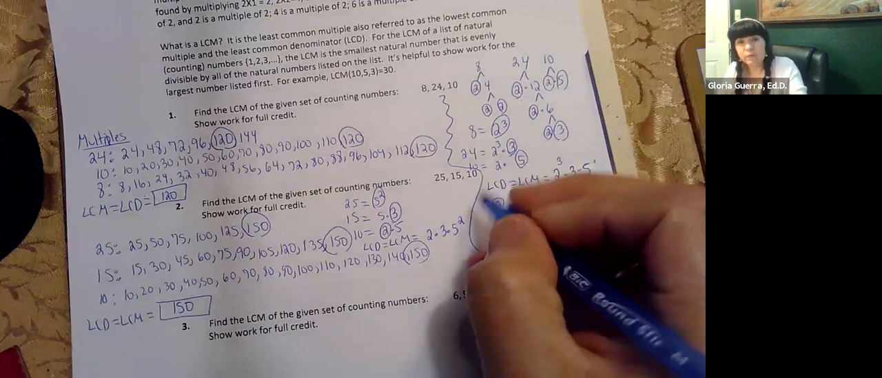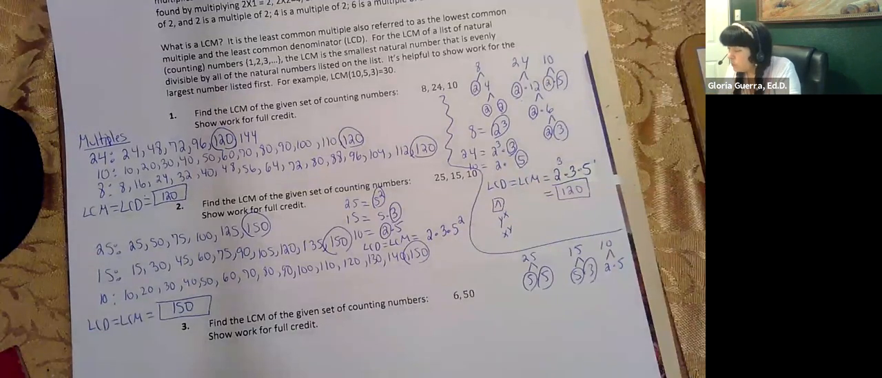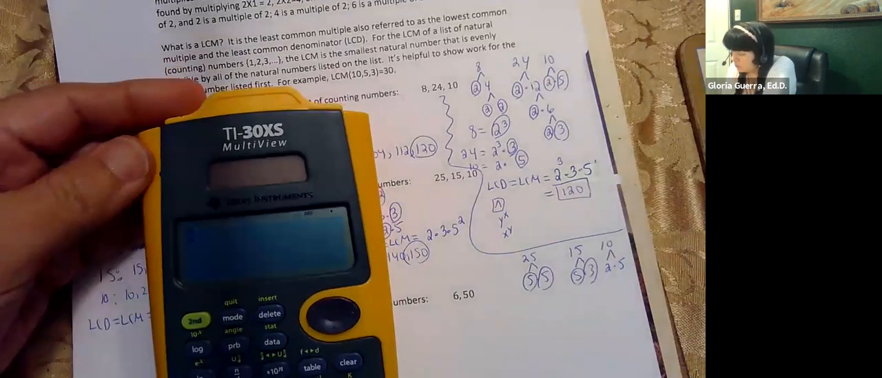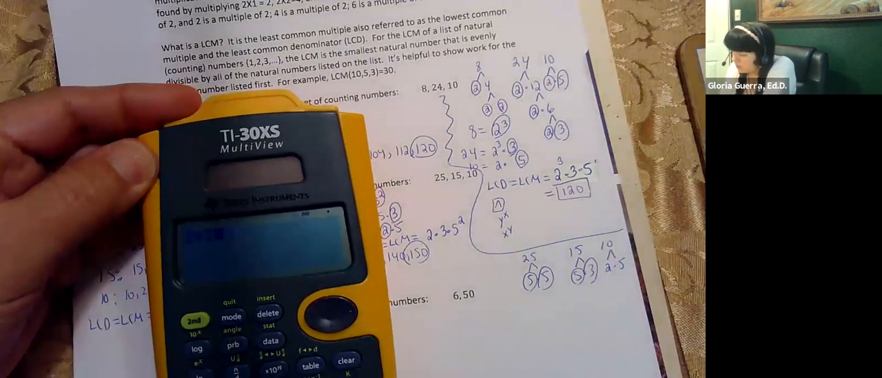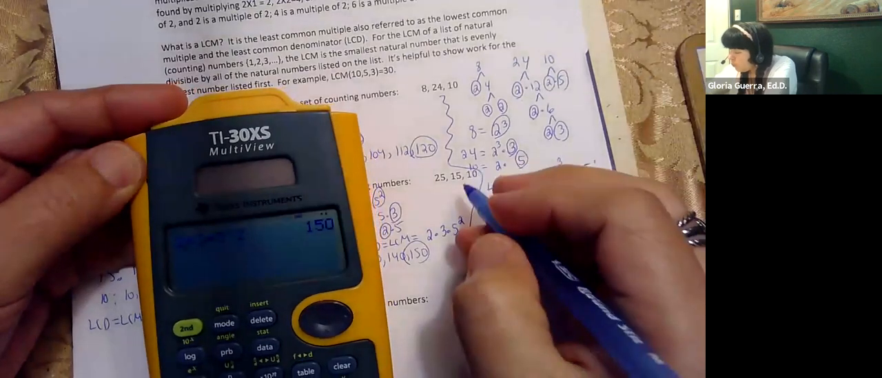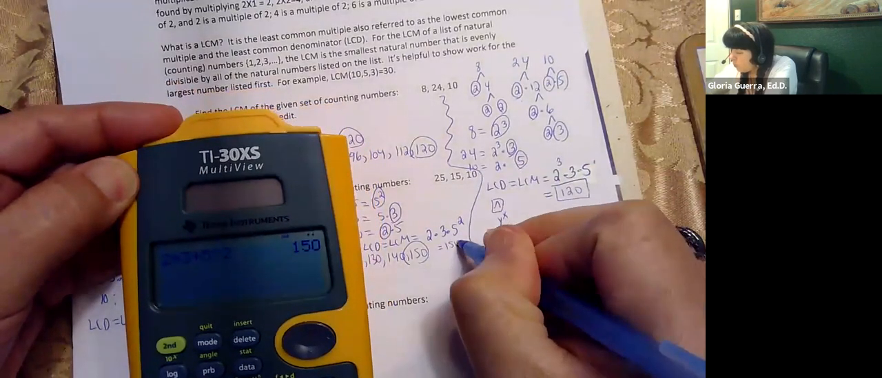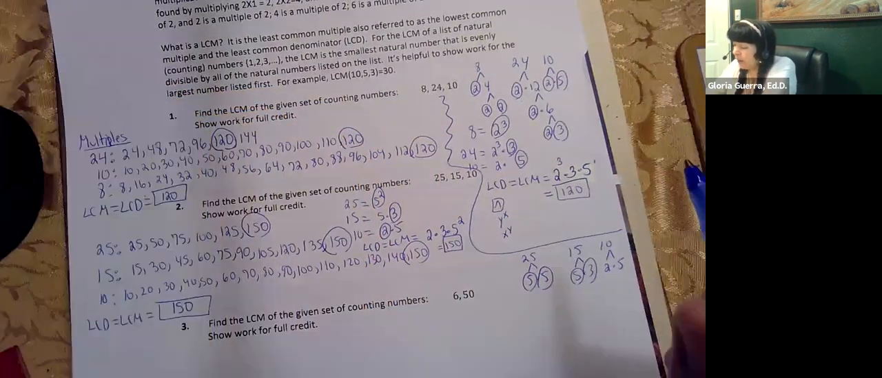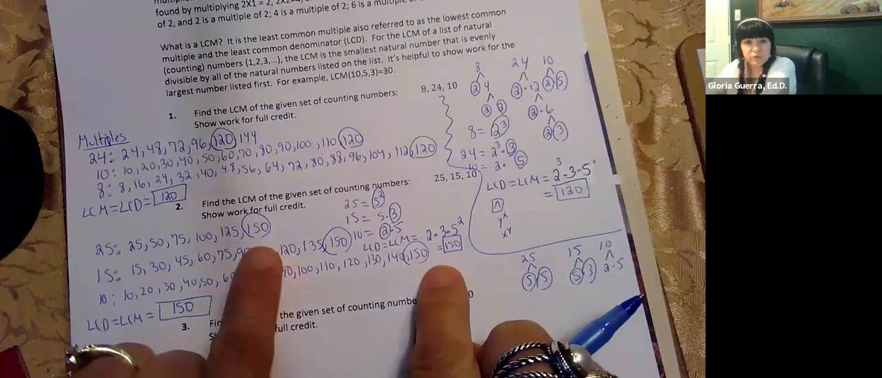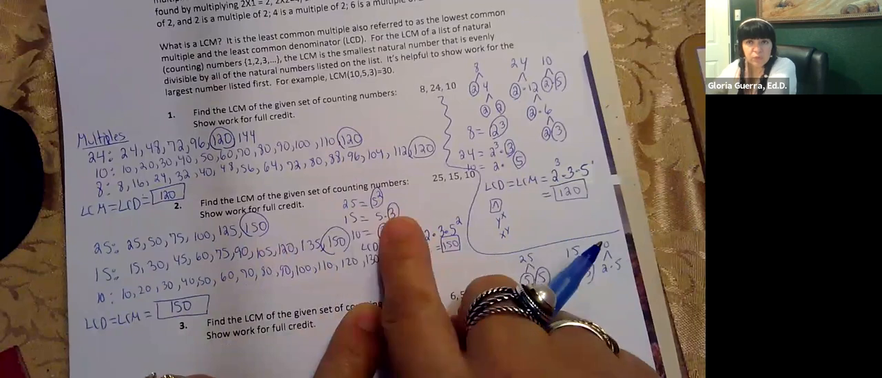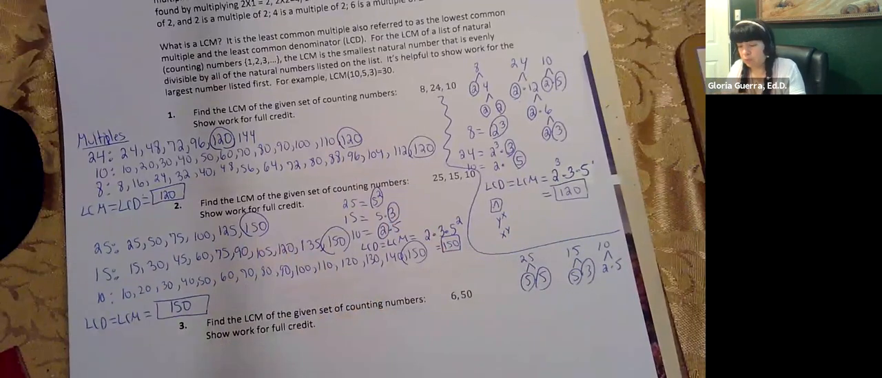Okay. And then if we multiply that out, 2 times 3 times 5 squared is 150. So you see, class, both students get 150. This one is using the multiples, and this one's using the prime factorization. And we both got the same answer. We came out with 150.